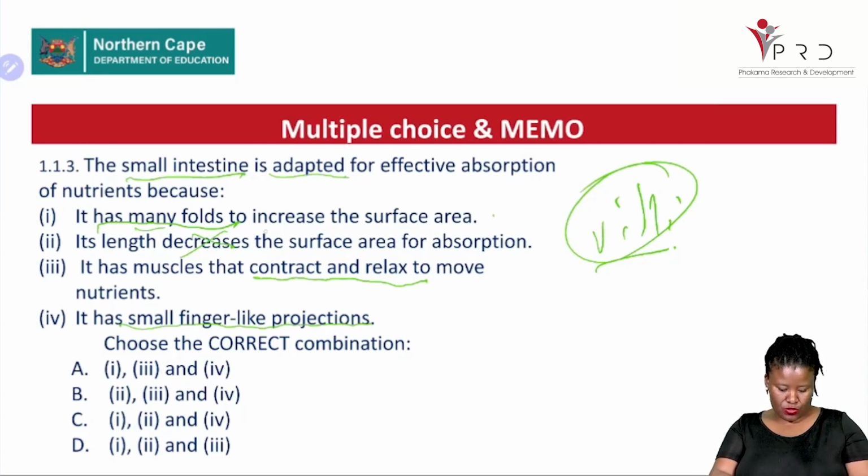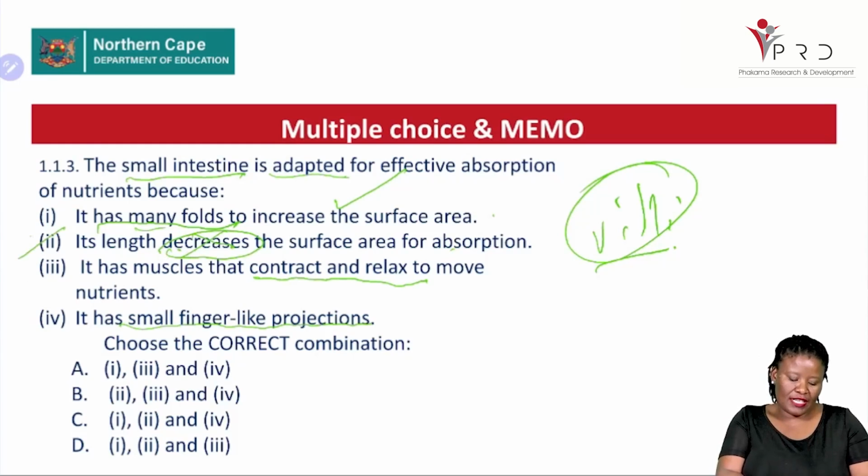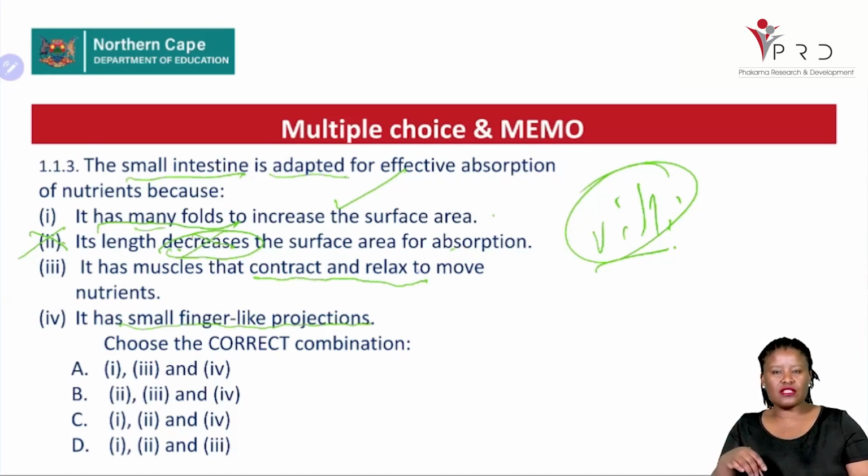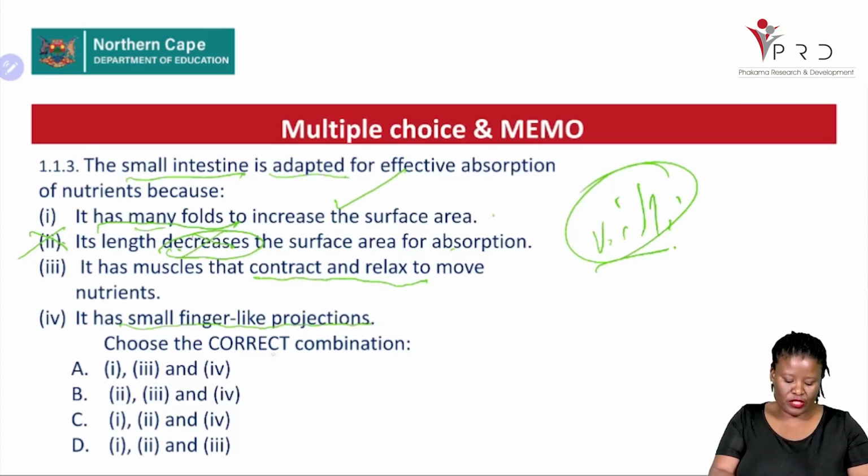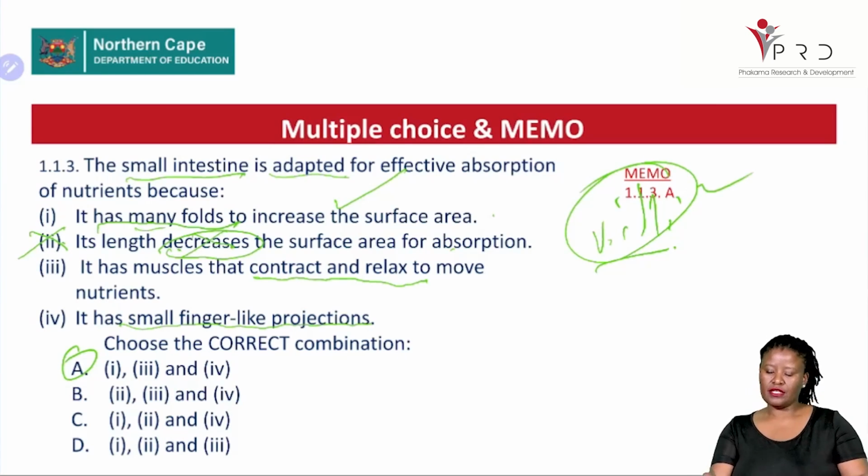Now, what is the most important one? Number 1 says its length decreases the surface area. It does not decrease, instead it increases it, which means it's only this statement that does not fit. It has muscles that contract and relax: as the food moves into the small intestine, it moves downwards through the process of peristalsis. Yes, villi have small finger-like projections. So the correct answer here will be A. As the memo says, it's A.